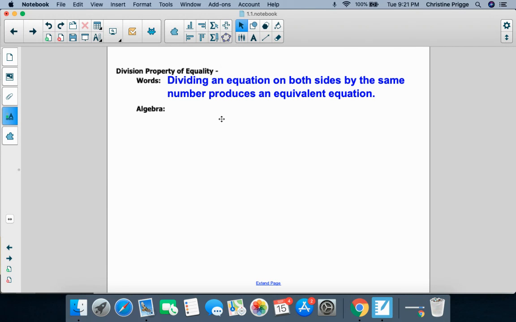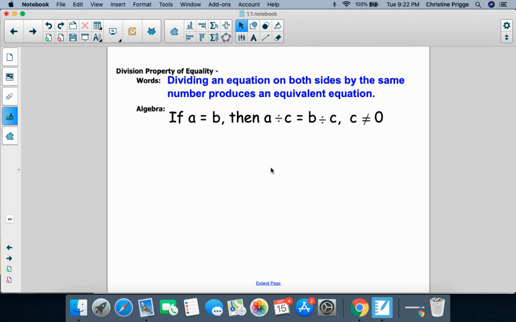Keep the balance. The algebra for this particular property would be if A and B are equal, then if you divide A by another number and you divide B by that same number, then you would still have an equality. It would still make an equivalent fraction. The only thing that's different about this particular property is that C, in this case, the other number that you divide by, cannot be 0.